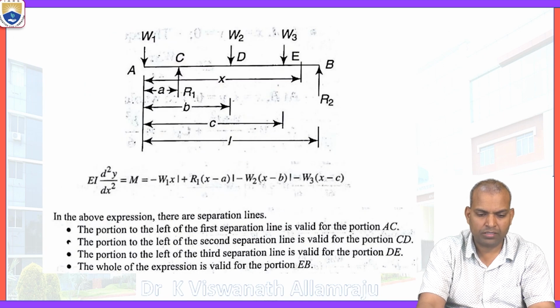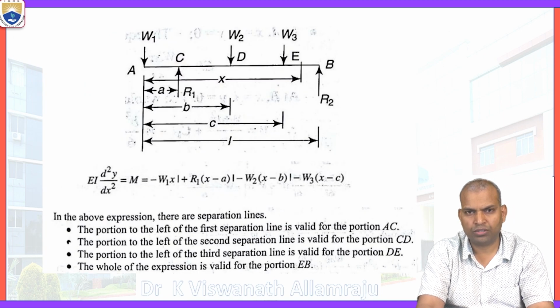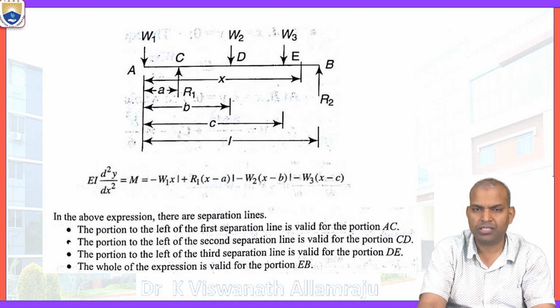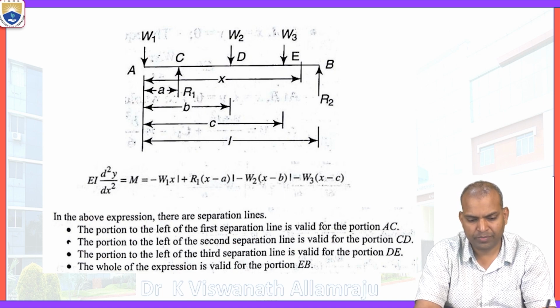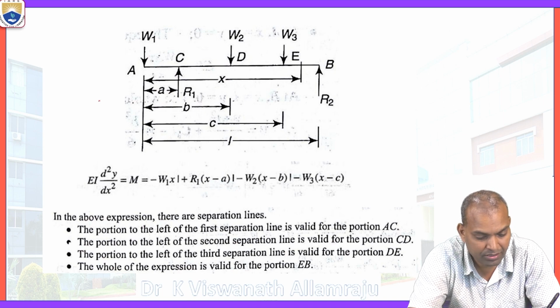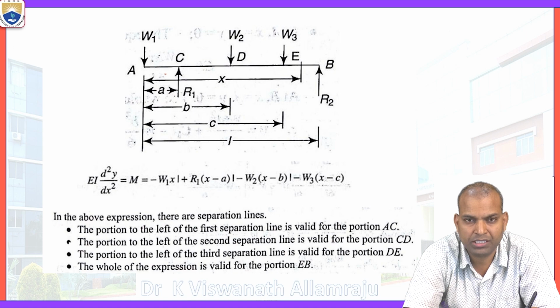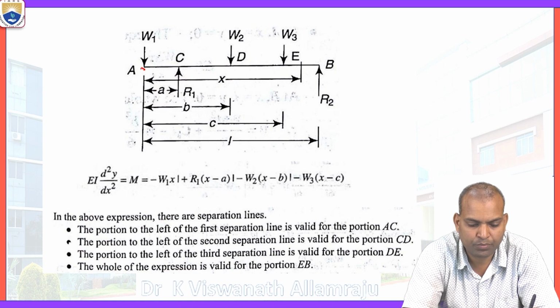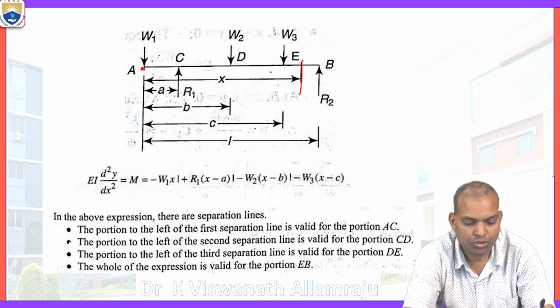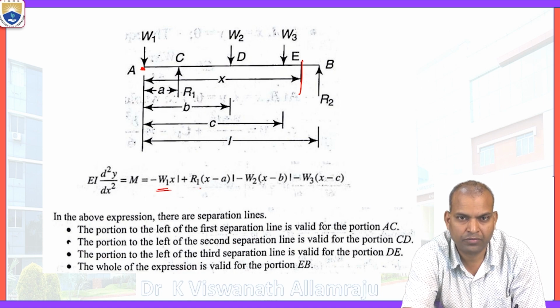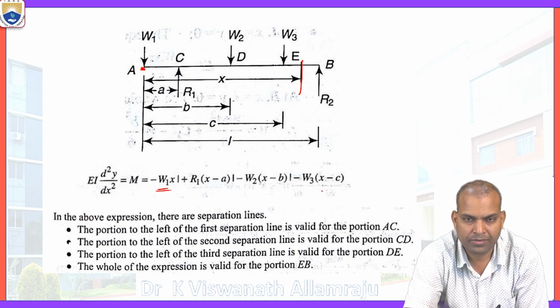So let us begin with an overhanging beam subjected to multiple concentrated loads, W1, W2, W3 at various distances. How to apply Macaulay's method? EI times d square y by dx square equals, we consider a section at a distance x from W1 at point A, that is the origin. So write down the moment equation: minus W1 times x plus R1 times x minus a, minus W2 times x minus b, minus W3 times x minus c.